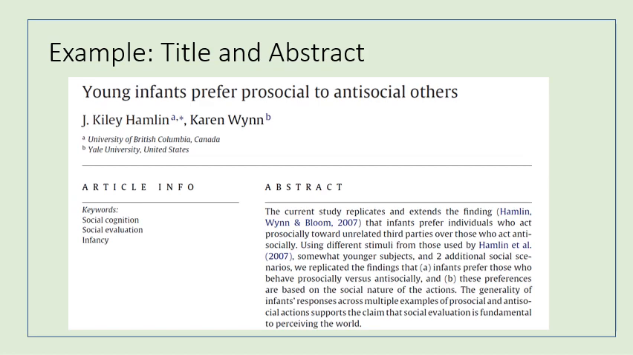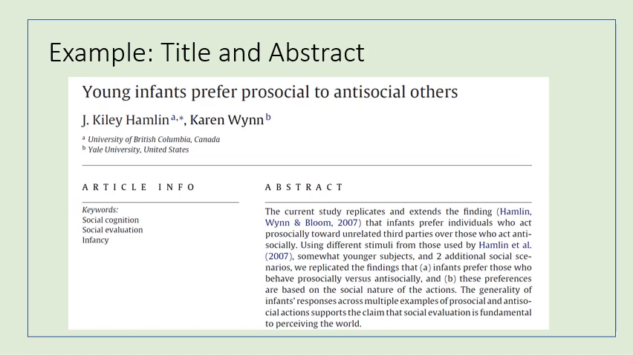So it is important that they tell us the source, because you can never make stuff up when you're doing science. You can't just say, oh, infants like people who are nice. You have to provide a scientific foundation for that statement. And so that's what they're doing. They're saying, yep, there's a study that shows this, that infants prefer individuals who act pro-socially toward unrelated third parties over those who act antisocially. So they're replicating, meaning they're doing the same experiment, and they're extending the finding, taking us another step further.